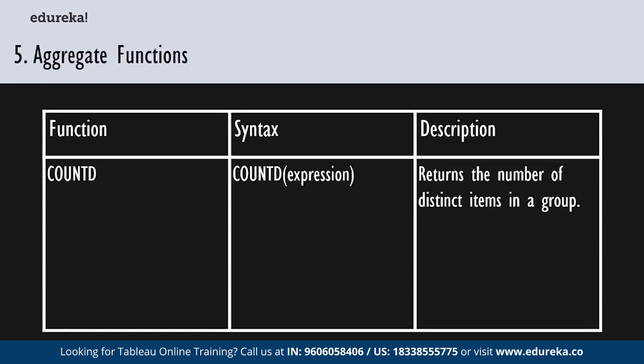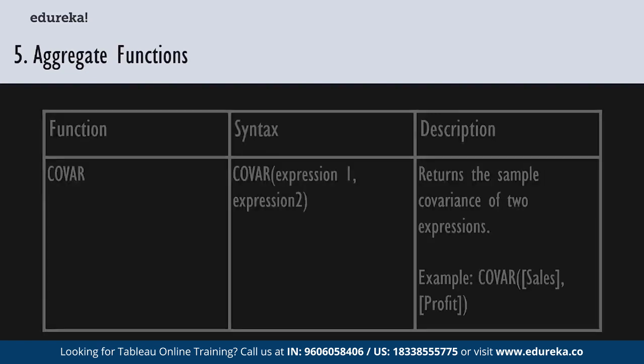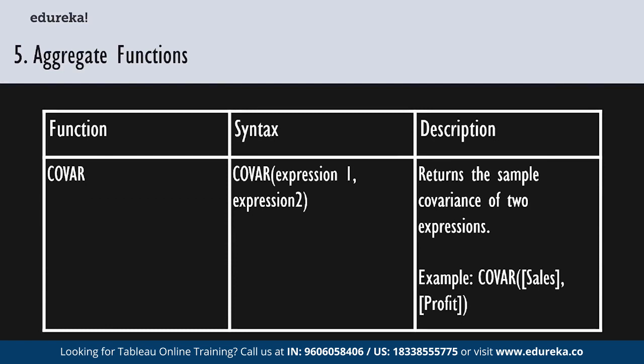Next, we have count, which returns the number of items in a group. Null values are obviously not counted. And then we have count D, which returns the number of distinct items in a group, which basically means that if a certain item is there twice in a certain group, count D is going to count it as one item.